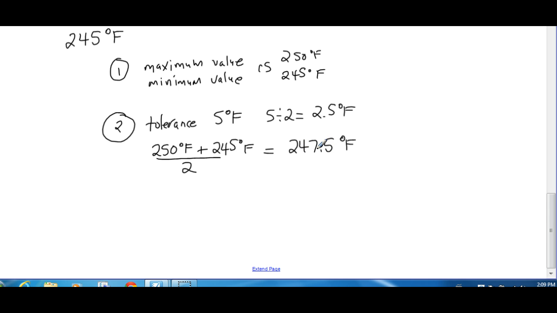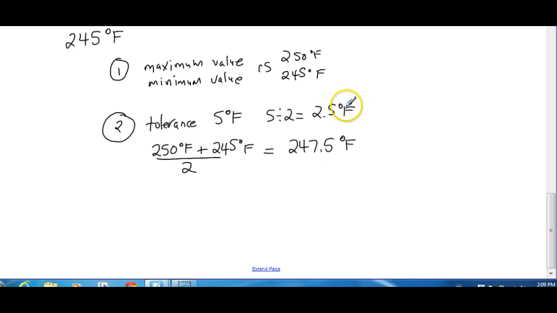That is our nominal value, our optimal point that we would want to aim for if we were going to heat up our stove and try to get our thermometer to read the nominal value so that we get the candy mixture not too hard or not too soft. We would want to aim for 247.5, the halfway distance between 250 and 245. Okay, so that is our nominal value.